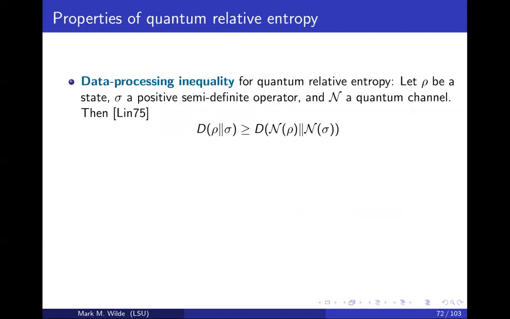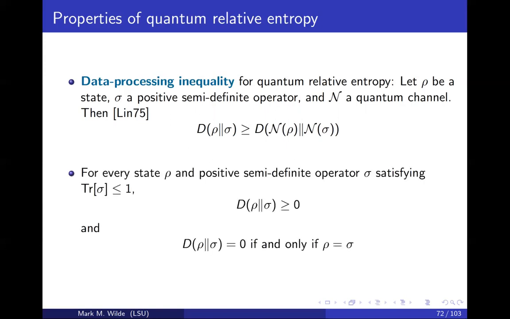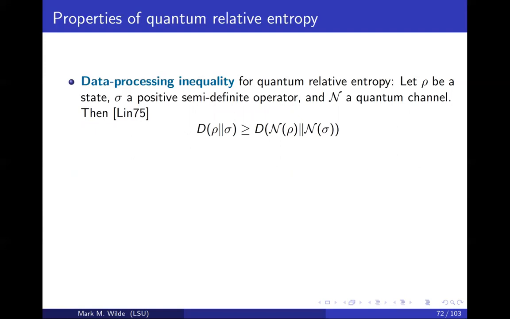So what are its properties? It obeys data processing. Remember, this was a basic property that we saw for trace distance. It was a basic property we saw for fidelity, and it holds for quantum relative entropy also. So what does it mean? The distinguishability of the states does not increase under the action of a quantum channel. So that's a very important property.